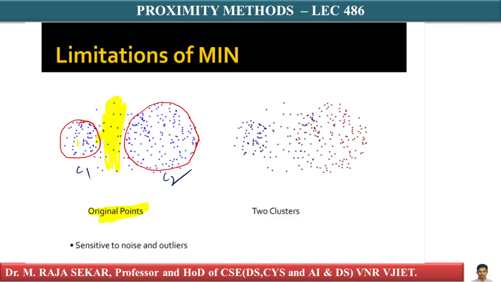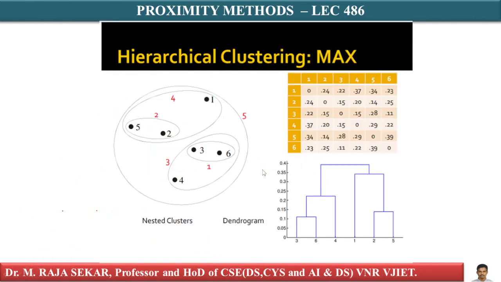In the presence of noise and outliers, what happens? It is sensitive to noise and outliers. The whole noise will go to one of the clusters, though originally there are only two clusters. There is a tendency in the min algorithm to keep merging noisy points. It's extremely sensitive to noise and outliers. This is the limitation of the min approach.